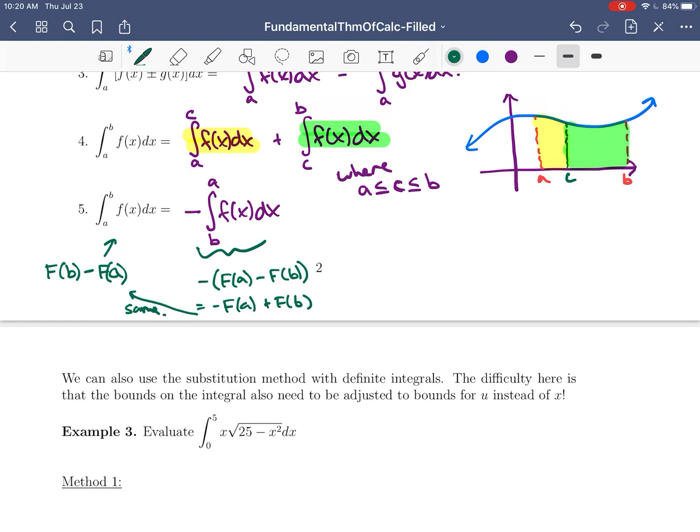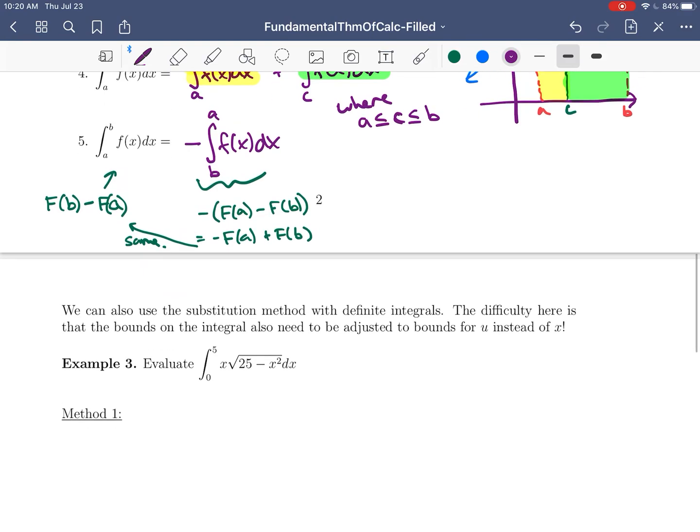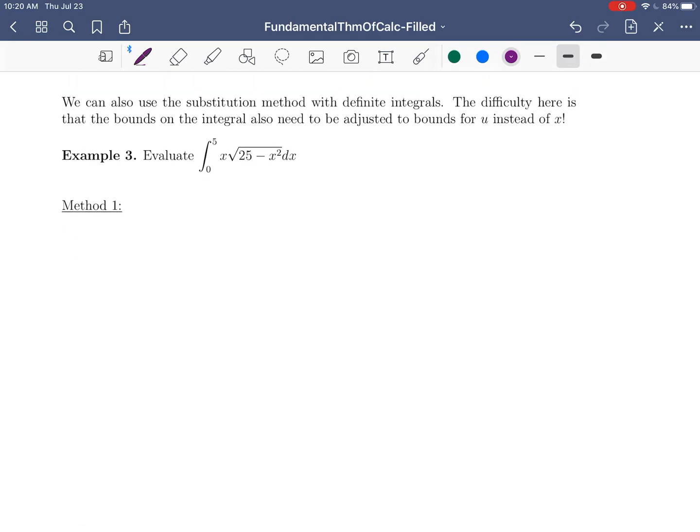Okay, so that's sort of an algebraic way to show why this happens. Okay, so let's do an example. We can use the substitution method with definite integrals as well, but I'm going to show you two different methods. The first one is where we change the limits. This is the method I prefer.